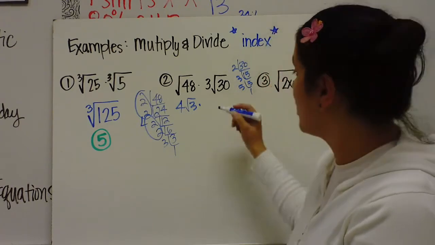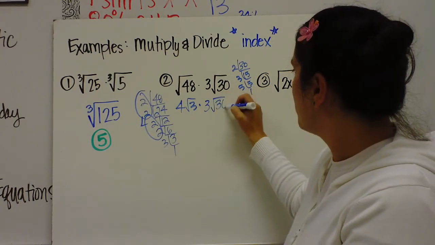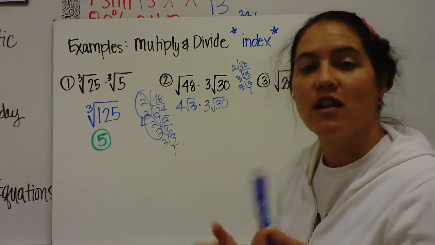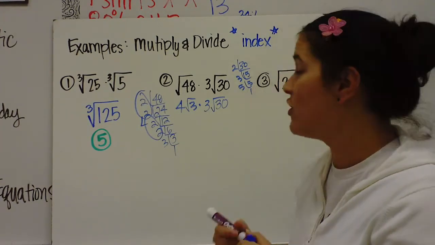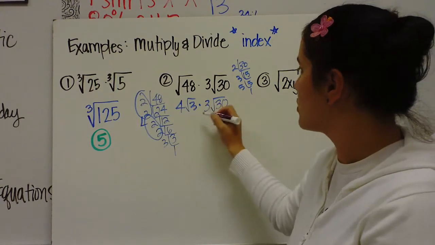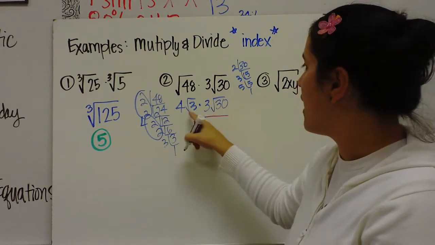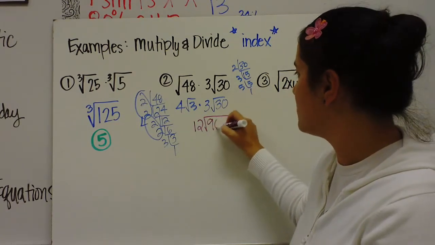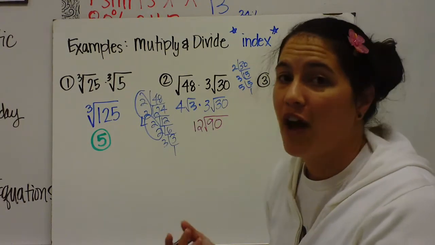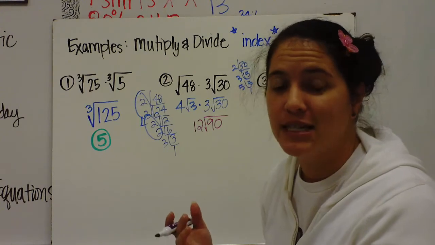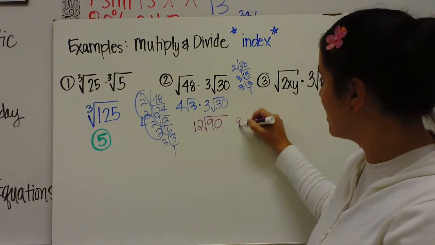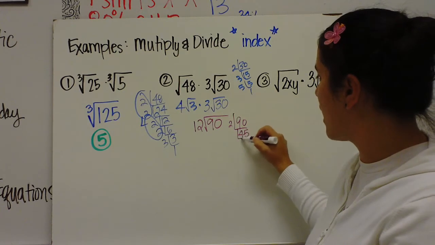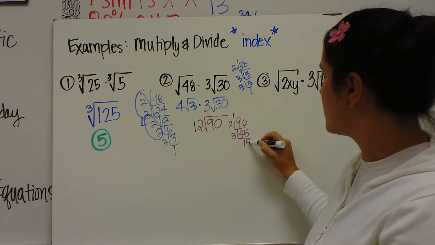We can't simplify 30 anymore, but at least I've gotten it down to I have a 3. So the numbers on the outside, your coefficients, you're going to multiply. So 4 times 3 is 12. And the numbers on the inside you're going to multiply. 3 times 30 is 90. But we're not done because it's not simplified. We need to see if we can break that 90 into something more simple. So I'm going to do 2 and I get 45.